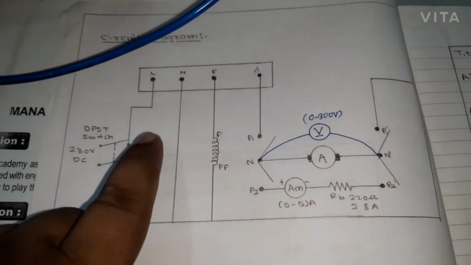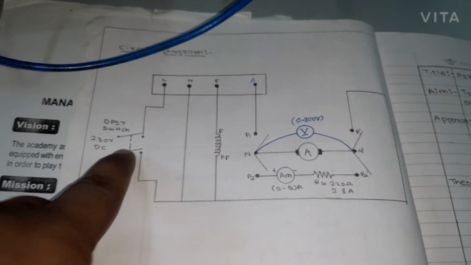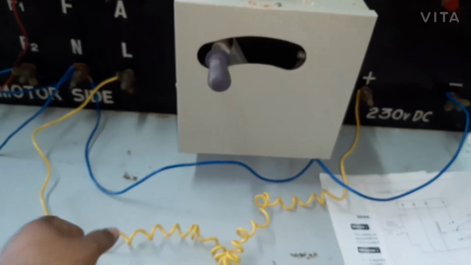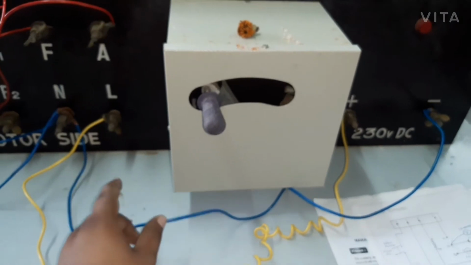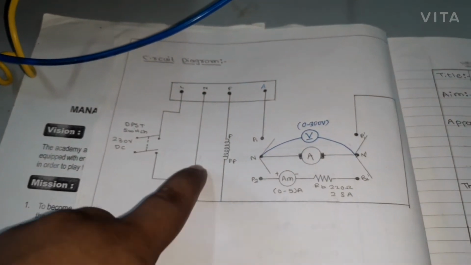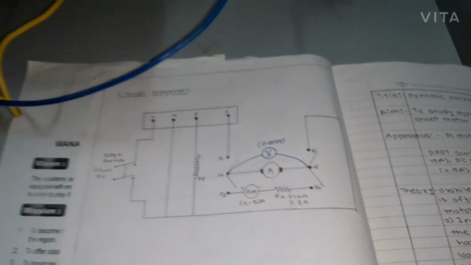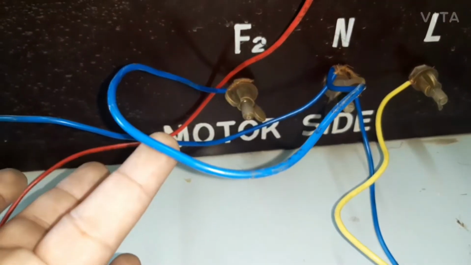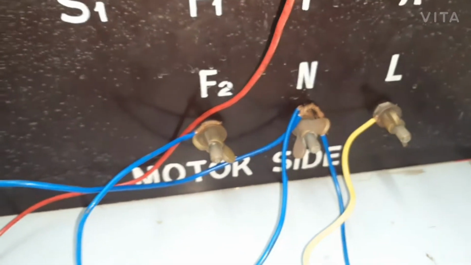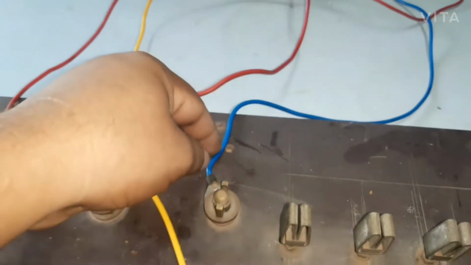From the positive of the supply, it should go to L, and N is connected to the negative of the supply. After that, the same negative is going to F2 and it is also going to one terminal of the switch. So this connection is between N and F2, and again F2 or N is going to one terminal of the switch.